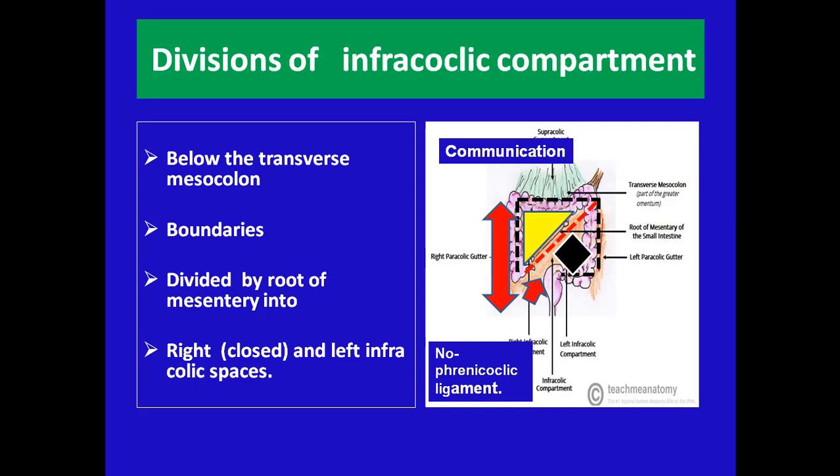In contrast, on the left side there is the left paracolic gutter. This gutter does not communicate with the supracolic compartment. This is due to the presence of the phrenicocolic ligament on the left side, as shown by this green arrow. So infections from the pelvic cavity cannot go to the supracolic compartment through the left lateral paracolic gutter.